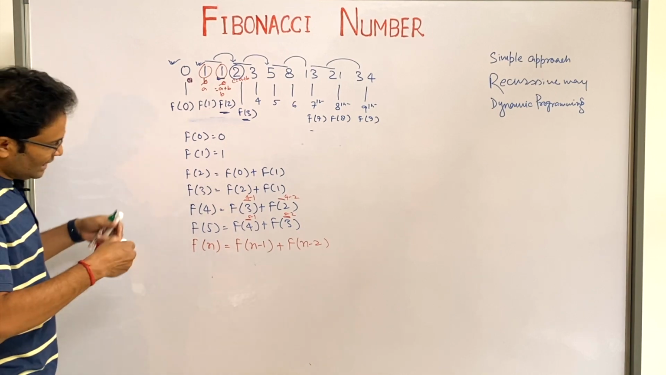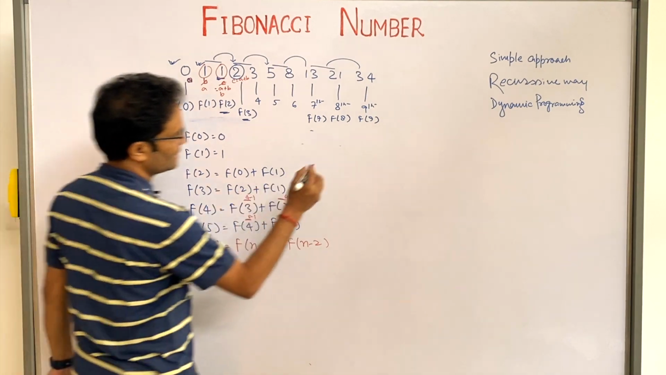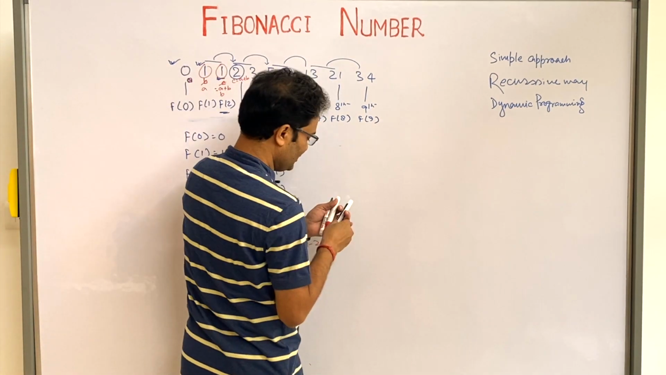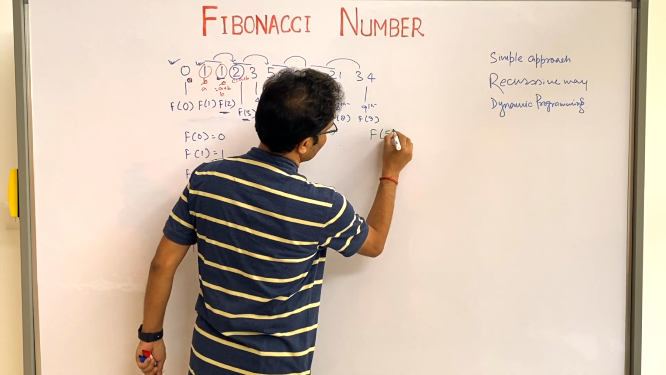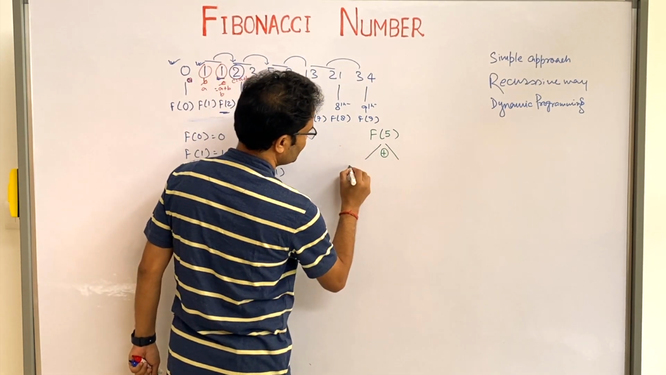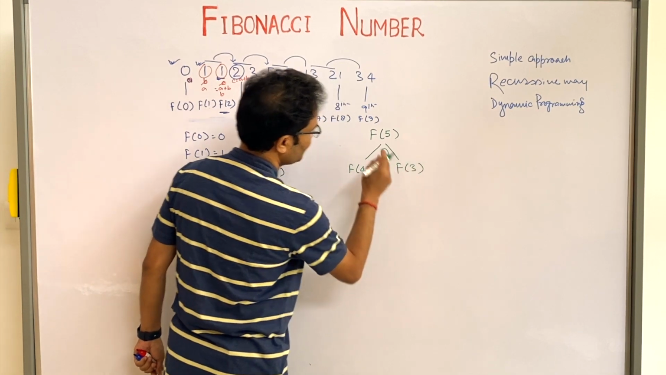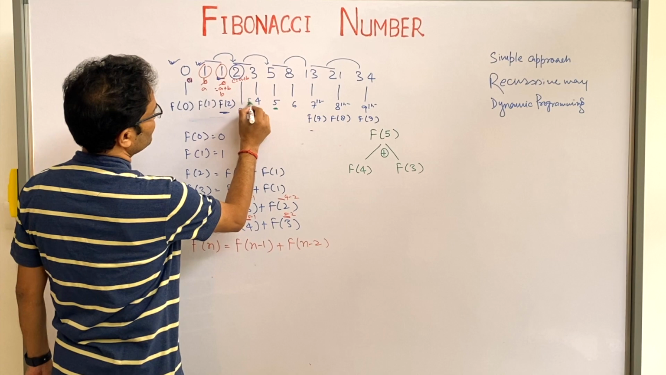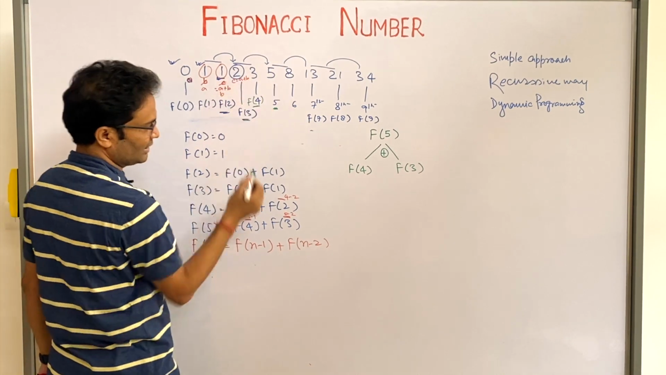But let me show it in a different way. Suppose you want to take Fibonacci 5. Fibonacci 5 is the addition of 4 plus 3, right? If you see Fibonacci 5, it is the addition of the 4 and the 3, right? 2 plus 3 is equal to 5.